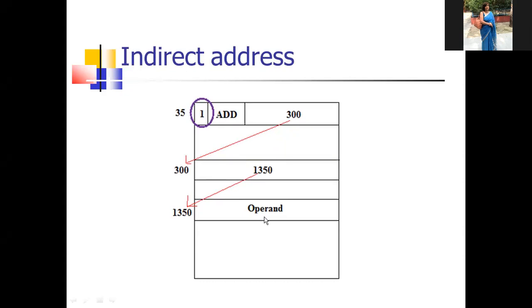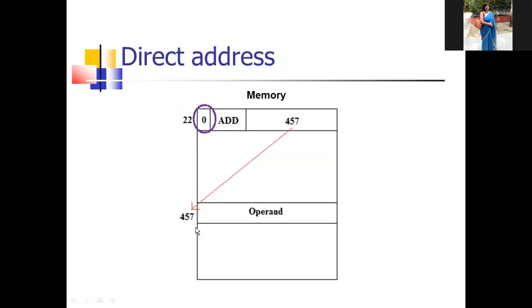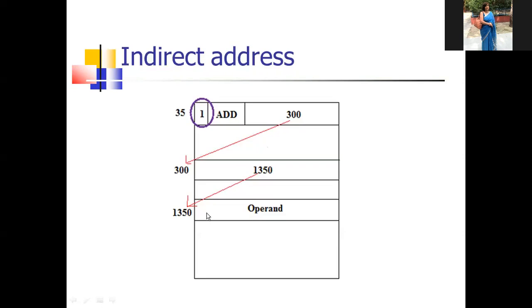So you have to remember one thing. The final target address of the operand is called the effective address. The effective address is the final address where the operand is actually stored in the memory. So in case of indirect addressing, the value of the effective address will be 1350, and in the previous slide, the value of the effective address will be 457.